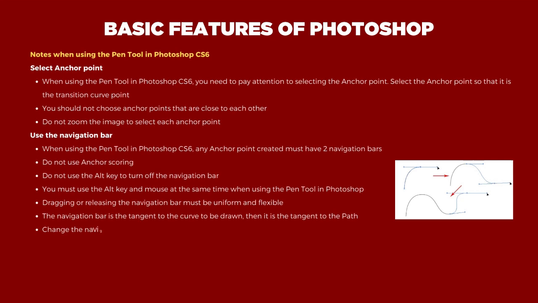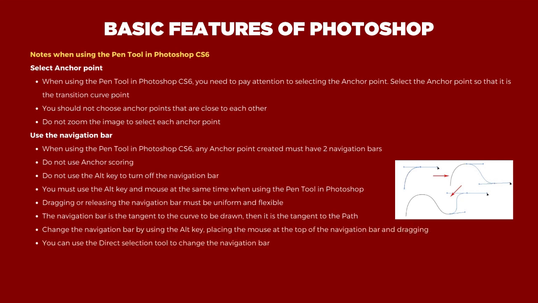Use the navigation bar. When using the pen tool in Photoshop CS6, any anchor point created must have two navigation bars. Do not use anchor scoring. Do not use the Alt key to turn off the navigation bar. You must use the Alt key and mouse at the same time when using the pen tool in Photoshop, dragging or releasing. The navigation bar must be uniform and flexible. The navigation bar is the tangent to the curve to be drawn, then it is the tangent to the path. Change the navigation bar by using the Alt key. Placing the mouse at the top of the navigation bar and dragging, you can use the direct selection tool to change the navigation bar.